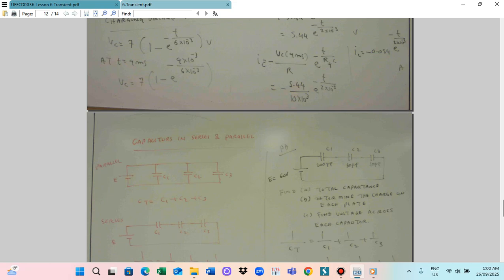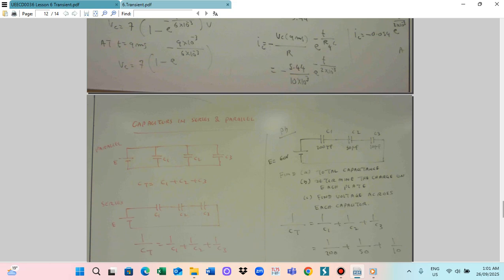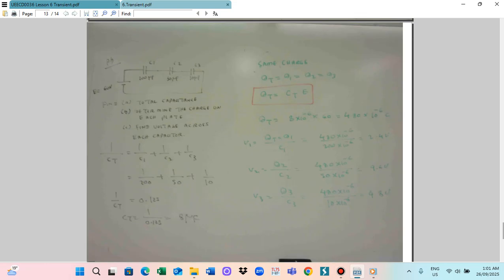So VC is equal to 10 into e power minus t divided by R2 into C. R2 is 200 kilo ohm, 200 into 10 power 3, into C. From here you can calculate that it will be 10 e power minus t divided by 10 into 10 power minus 3. And also IC you can calculate.